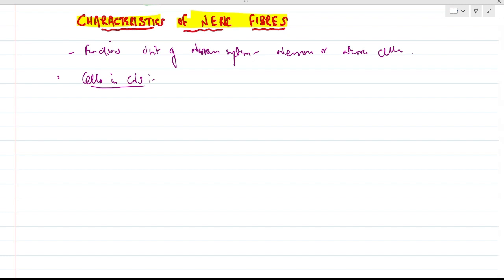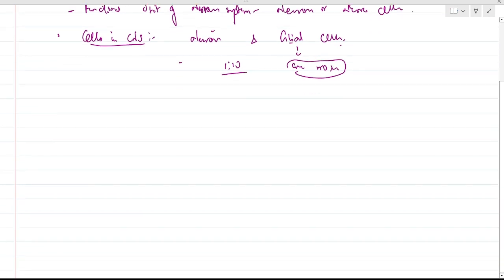In the CNS we have two types of cells. First is our neurons, obviously, and the second type of cells are called glial cells. Remember, the ratio of neurons to glial cells is 1:10. That is, glial cells are more in number than neurons. So let's start with the discussion of glial cells first.